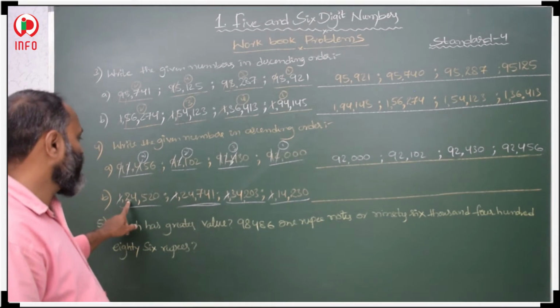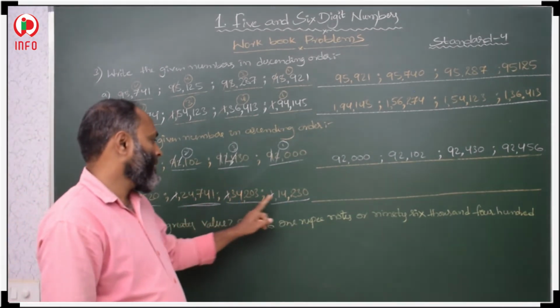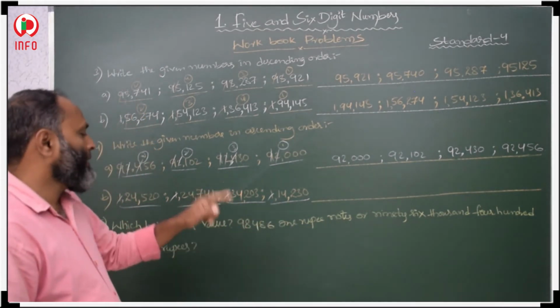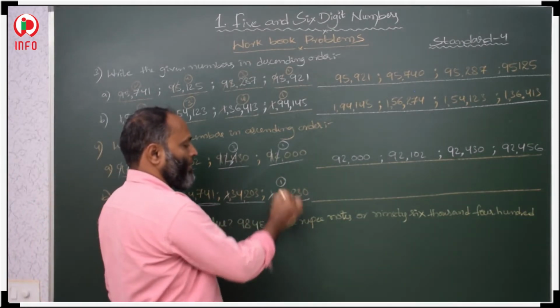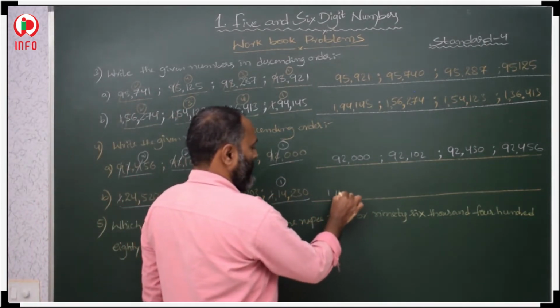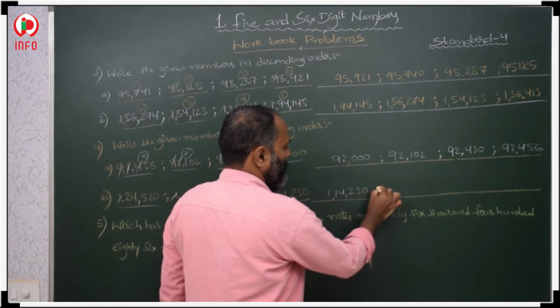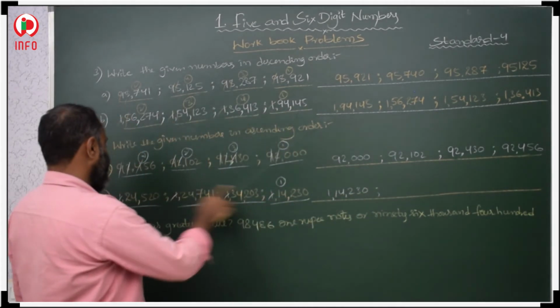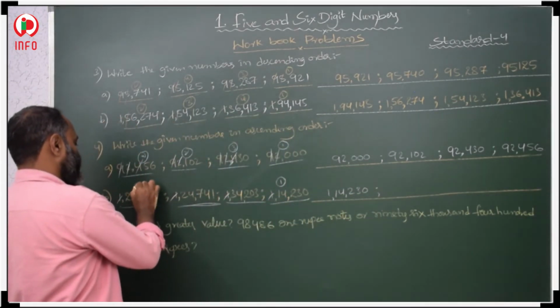Then after that, 2, 2, 3, 1. Among 2, 2, 3, 1, 1 is smaller. This one is 1,14,230. And after 1, 2 is smaller. This is in second place.